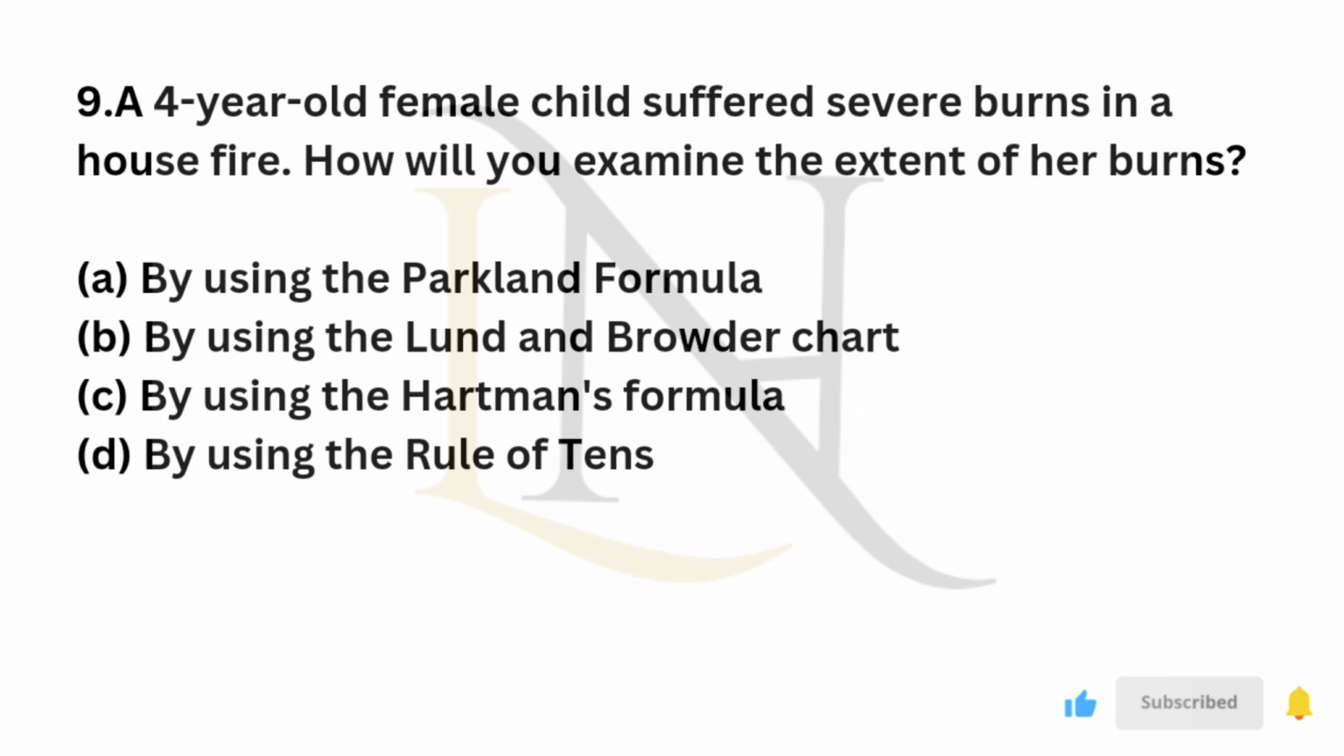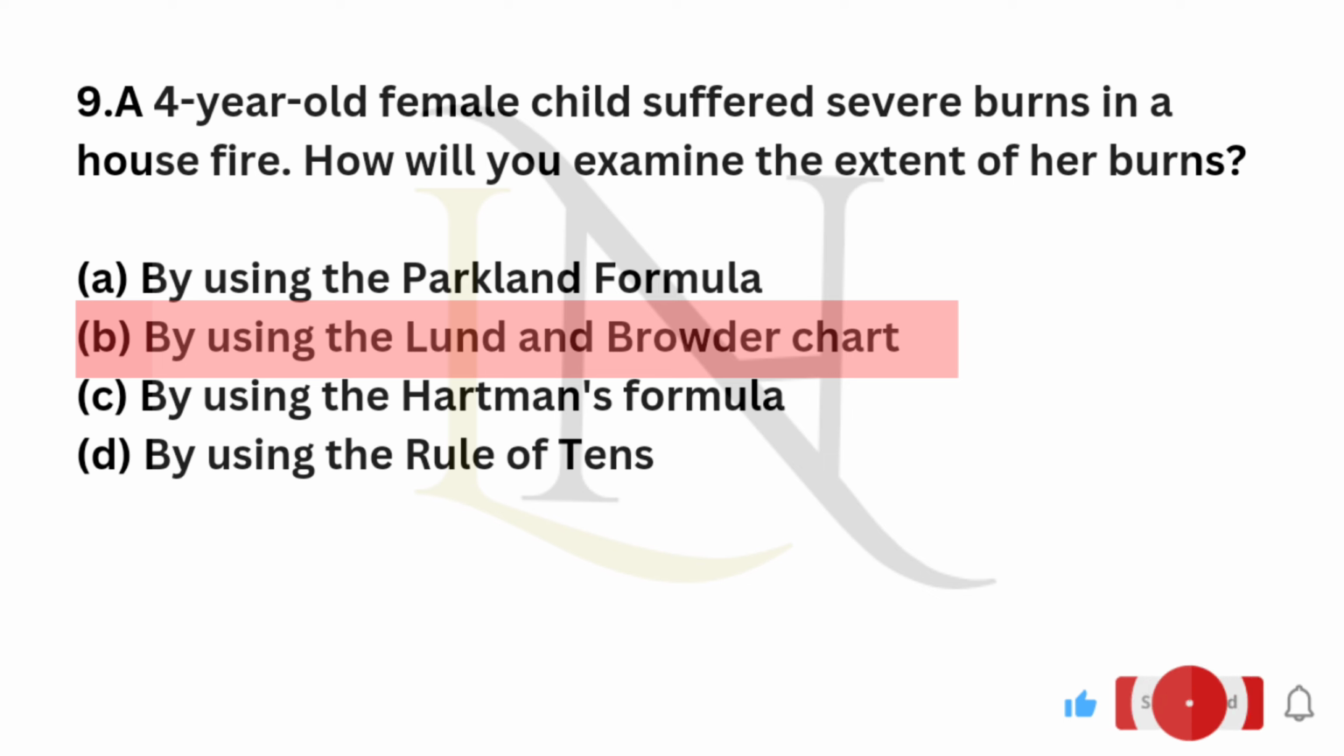Move to the next MCQ. A 4-year-old female child suffered severe burns in a house fire. How will you examine the extent of her burns? Option A, by using the Parkland formula. Option B, by using the Lund and Browder chart. Option C, by using the Hartmann formula. Option D, by using the rule of tens. Answer is option B, by using the Lund and Browder chart. The Parkland formula is used for fluid administration in burn patients, and the rule of 10 is used in cleft lip patients. Move to the next MCQ.